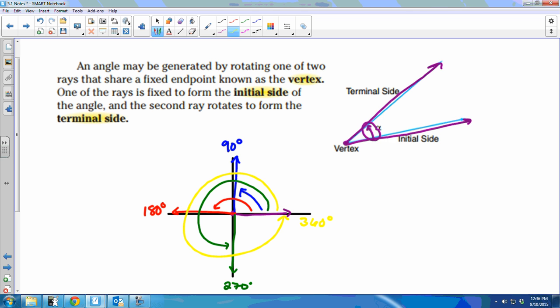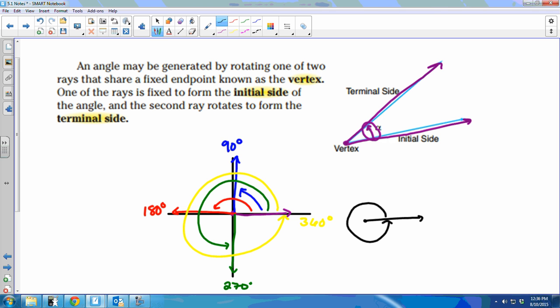So it's important to notice the spirals I'm making. Because if I just draw this, that's what a 360-degree angle looks like. It doesn't look like that unless you put in the spiral, because the initial side and the terminal side are in the same spot.